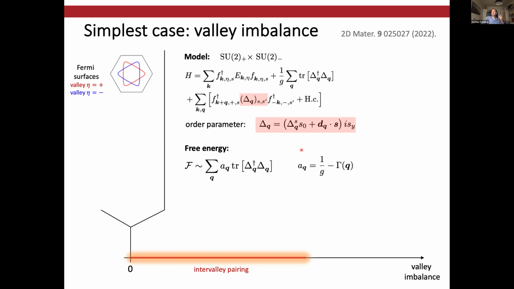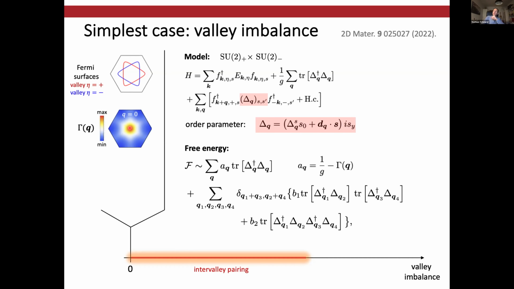Now, in such a theory, you can compute the free energy, and there's this prefactor of the quadratic term, which depends on momentum through the particle-particle bubble, and its momentum dependence is plotted here on the left. So without valley imbalance, not too much of a surprise, the maximum is at q equals 0, we get zero momentum Cooper pairs. That's of course as expected.